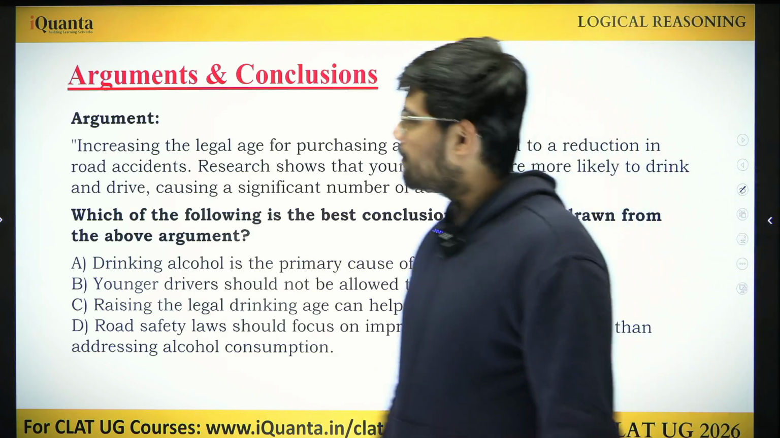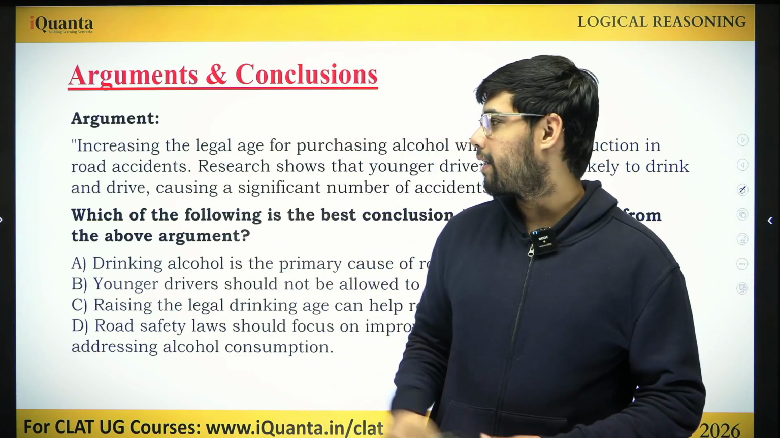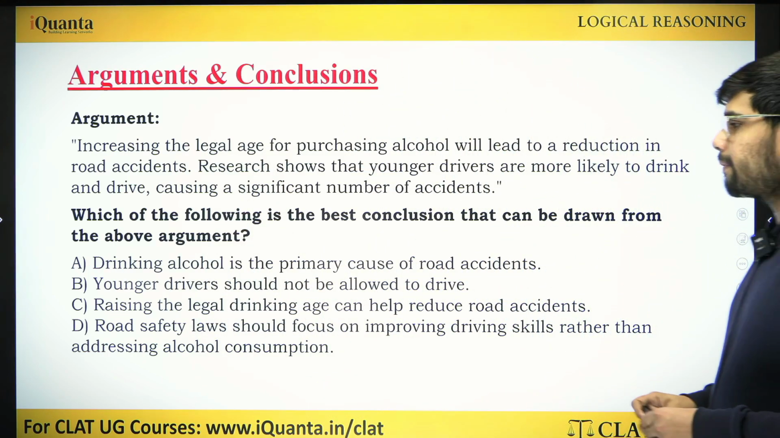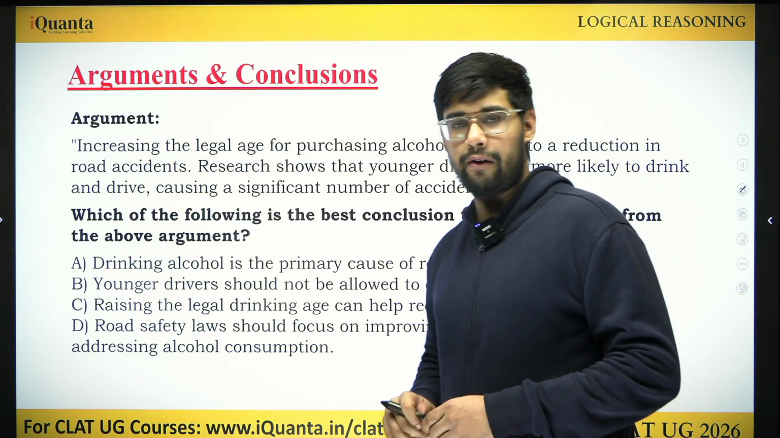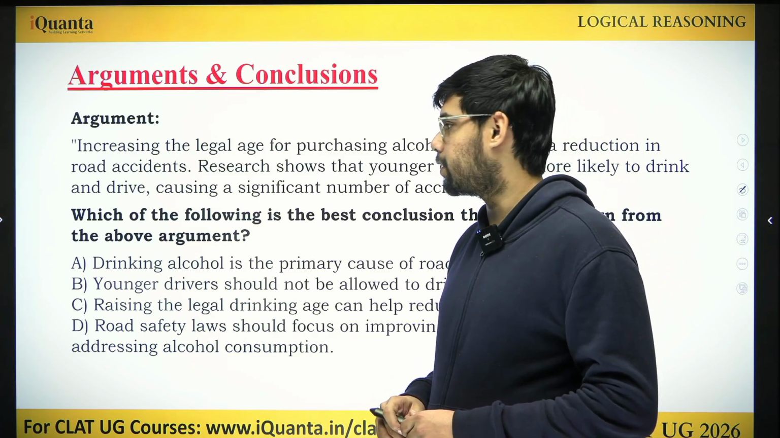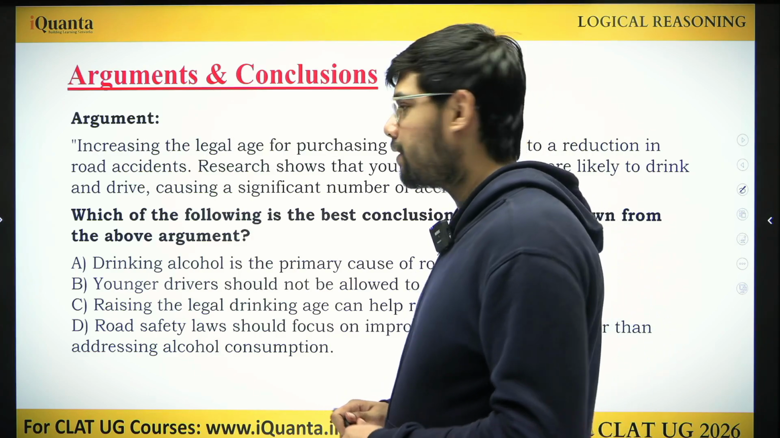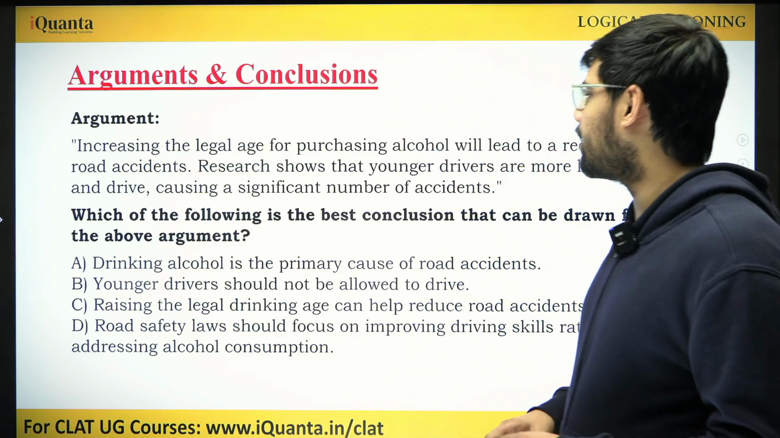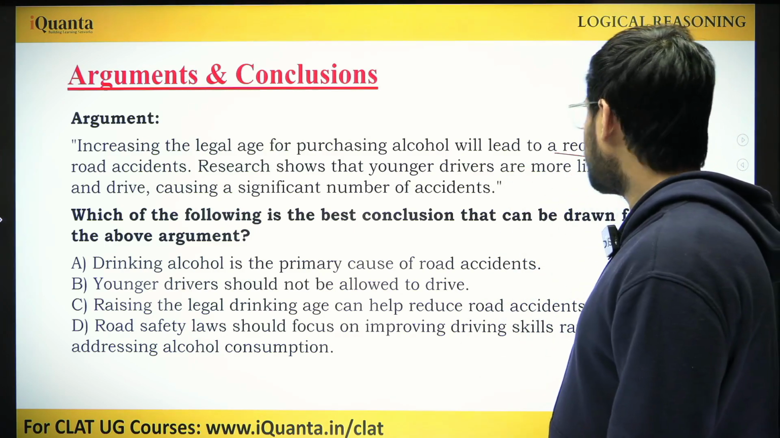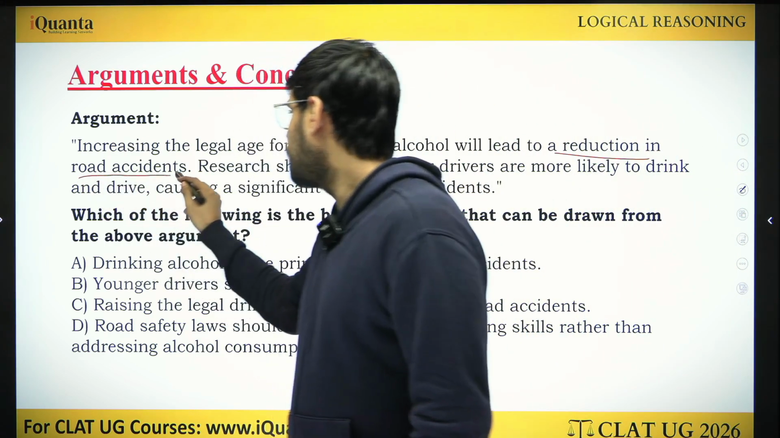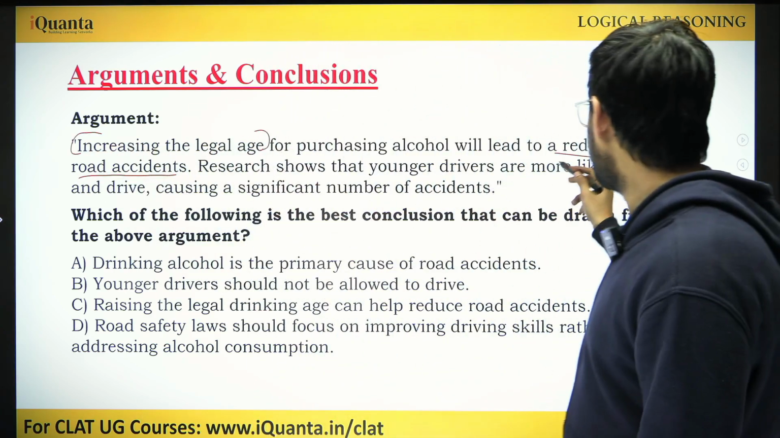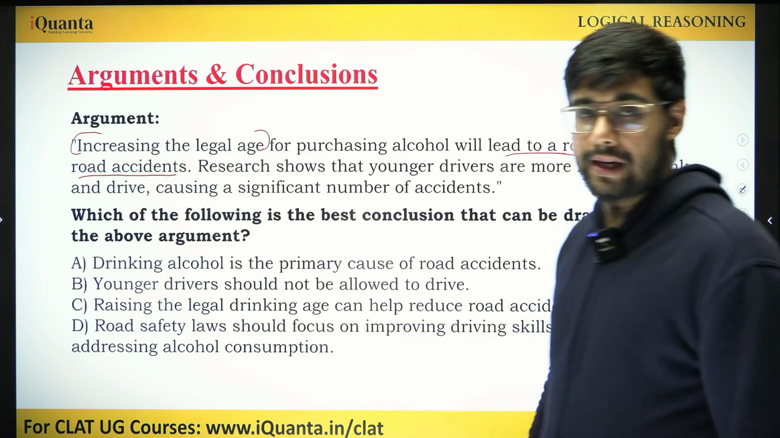This is a question based on arguments and conclusions. Here an argument is provided and a question is asked: which of the following is the best conclusion that can be drawn from the above argument, right? So we have to develop a conclusion based on the argument provided in the question. So let's look at the argument first. Increasing the legal age for purchasing alcohol will lead to a reduction in road accidents. So we'll underline the main parts. The main part is increasing the legal age, with the aim of reduction in road accidents, right?